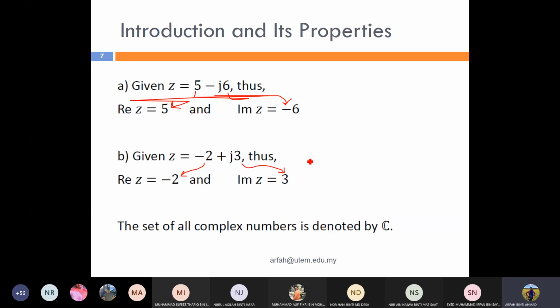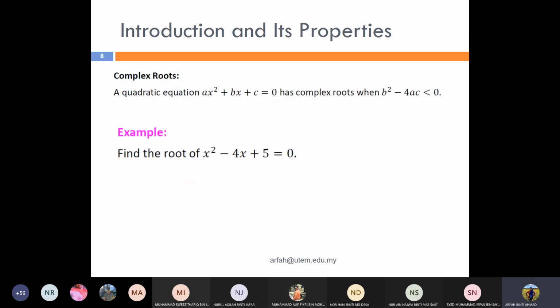Okay. So the set of complex number is denoted by C. Selalunya kita ada set of real number R. Tapi ni complex number dia akan menggunakan set C. Okay. So complex root, for example, a quadratic equation ax² plus bx plus c akan sama dengan 0. So dia akan ada complex roots bila nilai bagi b kuasa 2 tolak 4ac tu lebih kecil daripada 0.